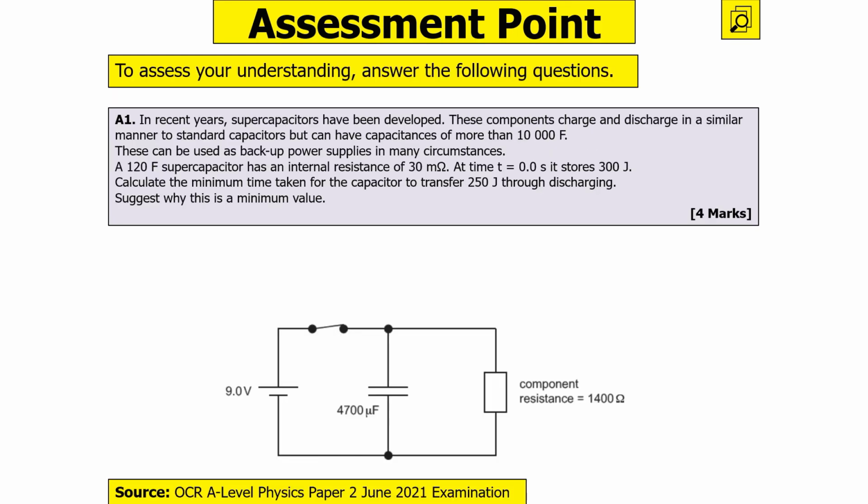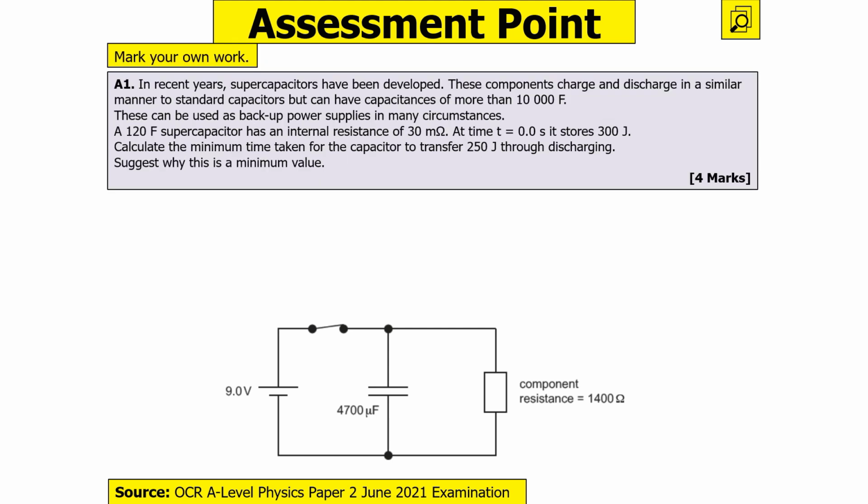The next question says, in recent years supercapacitors have been developed. These components charge and discharge in a similar manner to standard capacitors but have a capacitance of more than 10,000 farads. They can be used as backup supplies in many circumstances. A 120 farad supercapacitor has an internal resistance of 30 milliohms. At time t equals 0, it stores 30 joules. Calculate the minimum time taken for the capacitor to transfer 250 joules through discharging. Suggest why this is a minimum value. So pause the video now, then unpause the video when you want to go through your answer.